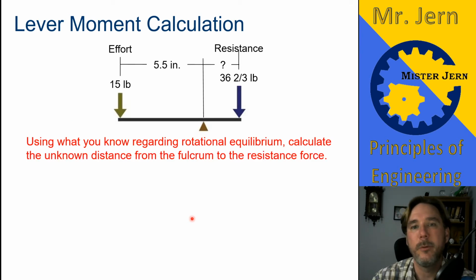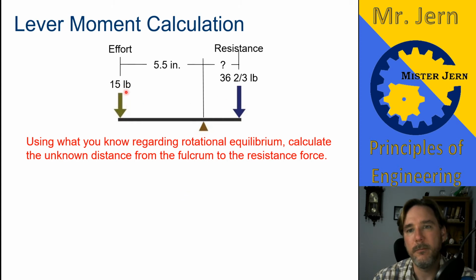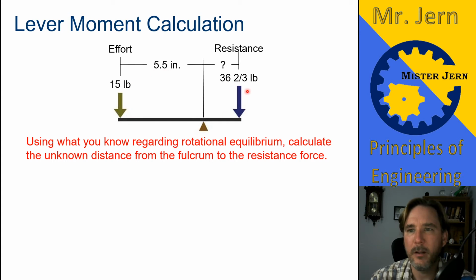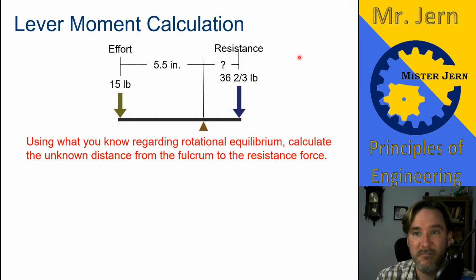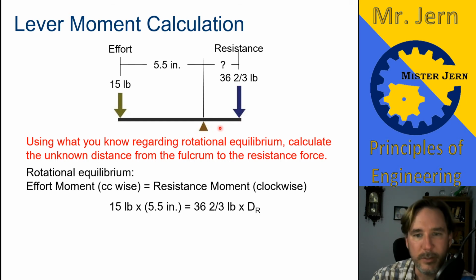So why is that important? Well, check this out. What do we know? We could calculate the unknown distance. If we know that we're going to push with 15 pounds over here, 5.5 inches away, and we know we want to lift a 36 2/3 pounds object over here, how far away does that need to be? Well, if they're in equilibrium, then we set them equal to each other. So the effort moment is counterclockwise, against the clock, and the resistance moment is clockwise, and they're equal to each other. So what's the effort moment?